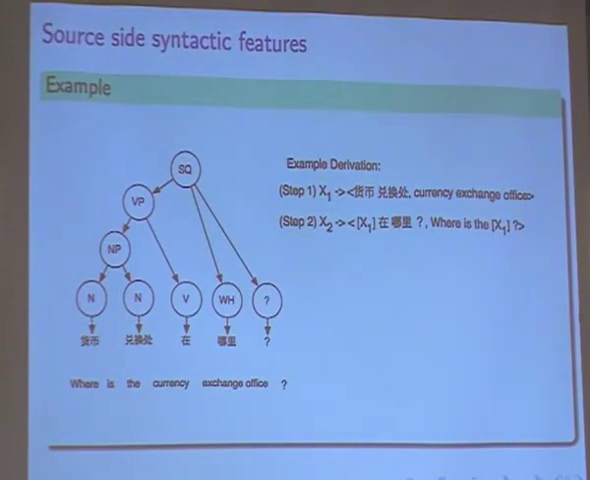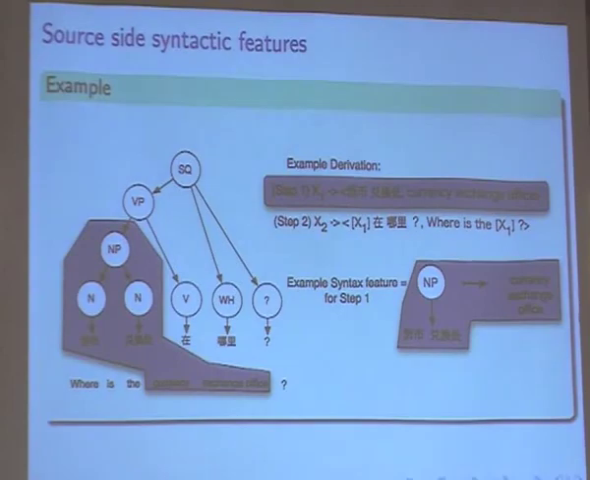So we're using a hierarchical grammar, and the example here is a single derivation where we've used 2 steps. The first step is we translate currency exchange office as a phrase, and then we have a gapping translation rule here. The second step takes the question, where is the X, and then puts a question mark on the end. So it's a simple derivation where we've translated this sentence in 2 steps. And so what we're going to do is inform this.